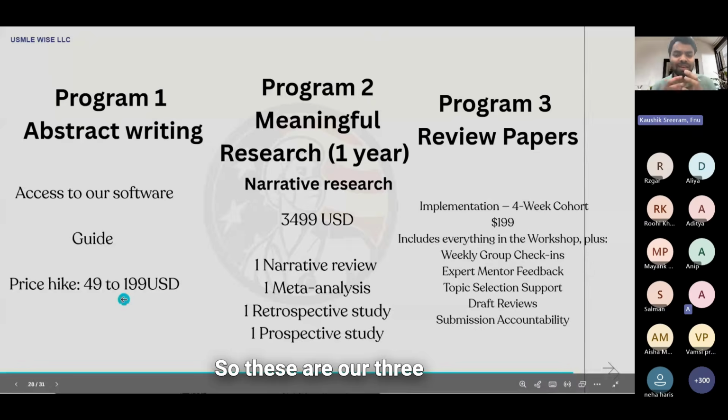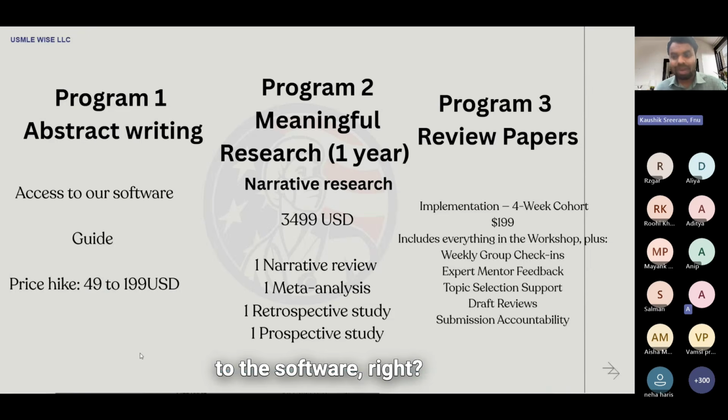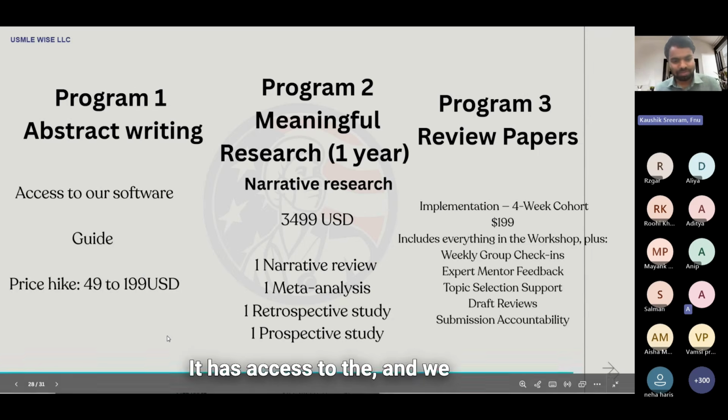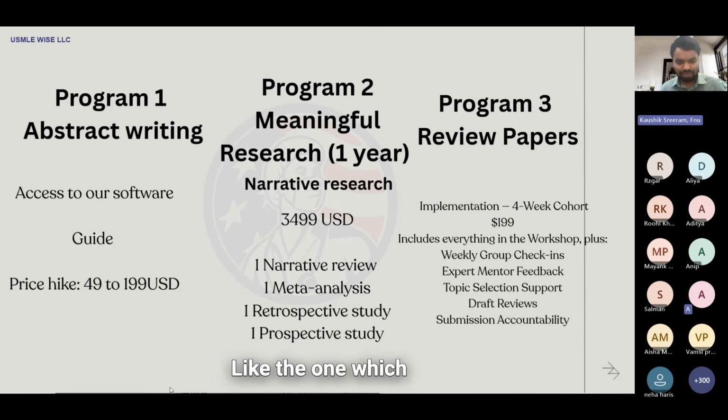So these are our three different programs. Thank you so much. So program 3, which is $200, also has access to the software, right? Yes. And we have our own topics, like the one which you are interested in. Yes.